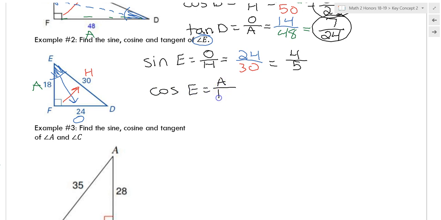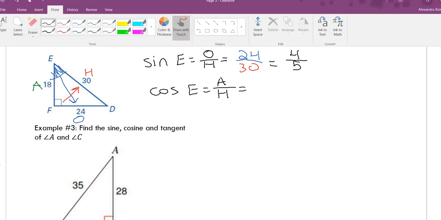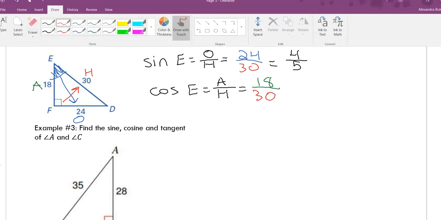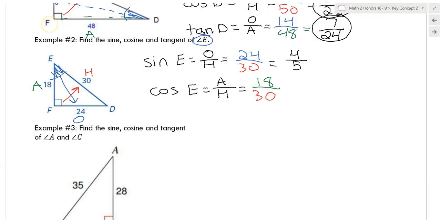Then cosine of E. The definition of cosine is adjacent over hypotenuse. My adjacent side is 18. My hypotenuse again is 30. 6 goes into both of these again. So 18 over 30 gives me 3 over 5.